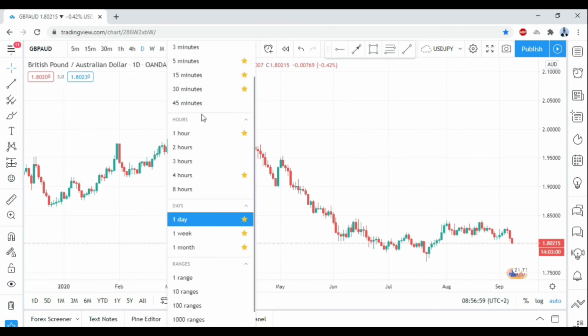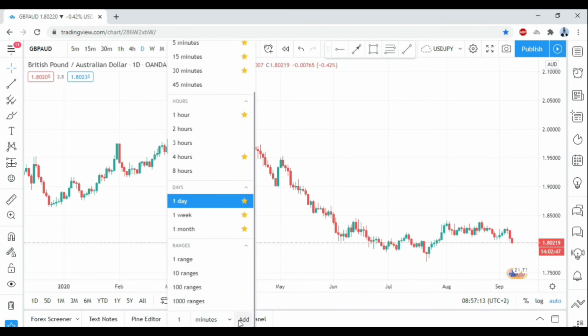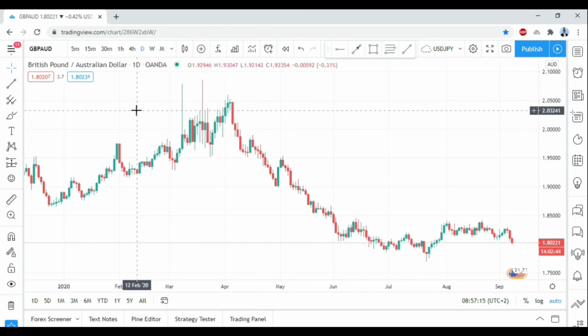TradingView also offers you a lot wider variety of time frames to make use of. So you can see there's an 8-hour, a 3-hour, and even a 2-hour option, and you can even create your own unique time frame of choice that you feel comfortable with.